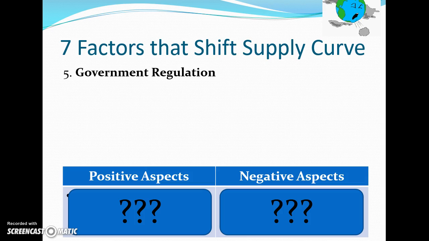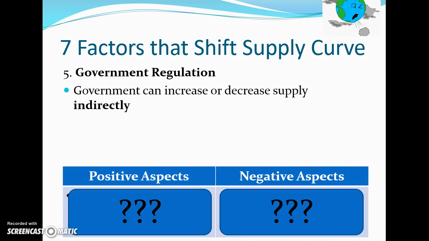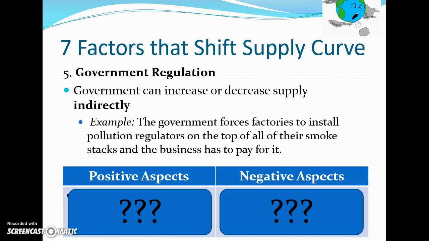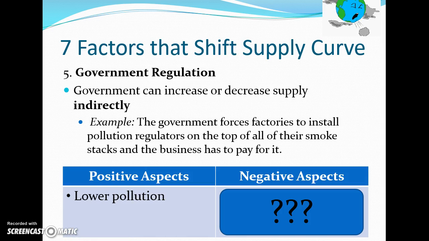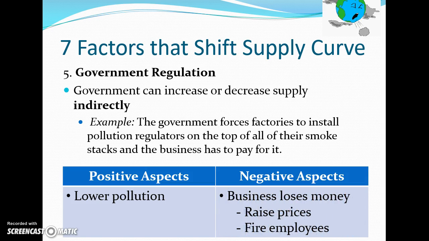The fifth factor that shifts the supply curve is government regulation. Government can increase or decrease the supply indirectly. For example, the government forces factories to install pollution regulators on the top of all their smokestacks, and the business has to pay for it. Well, a positive thing is we have lower pollution in the United States. A negative thing is that all of a sudden the business loses money. Since they lose money, they have to raise their prices and or fire employees.